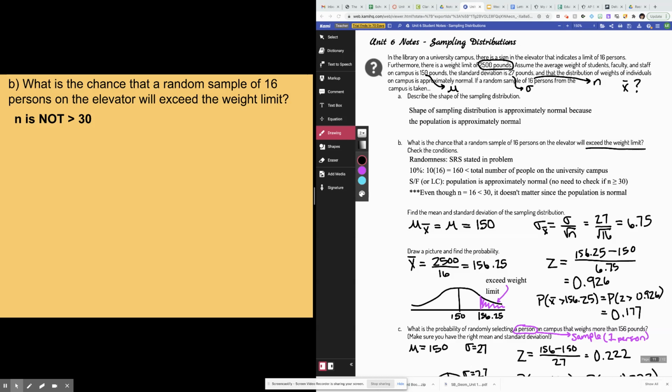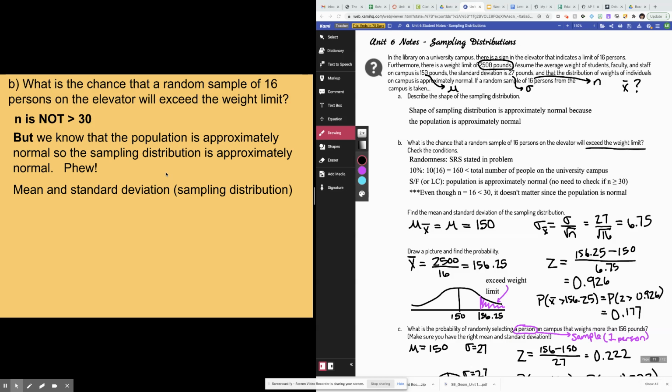The sample size here is 16, which is not greater than or equal to 30, which is a problem. But think back to the start, we do know that the population is approximately normal. So that means that the sampling distribution will be approximately normal, even though the sample size is less than 30, which I wrote for you as a little note right here. Even though n is less than 30, it doesn't matter because the population is normal to begin with.